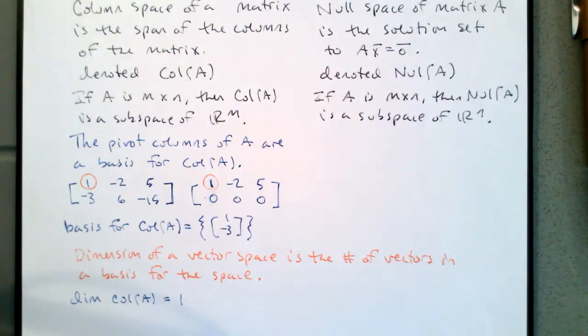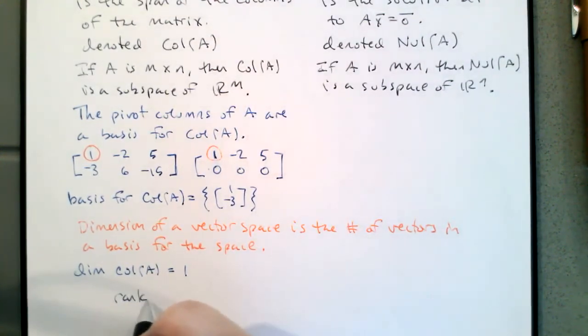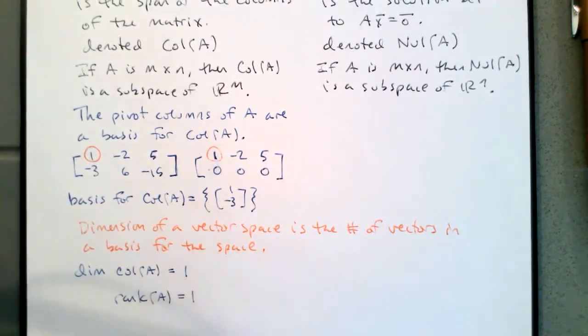The dimension of the column space of A is also known as the rank of A. So those of you who have been using rank arguments but not knowing what the rank is, there's what the rank is. The rank of a matrix is the number of pivots in the matrix. So the dimension of the column space of a matrix is the rank of the matrix.